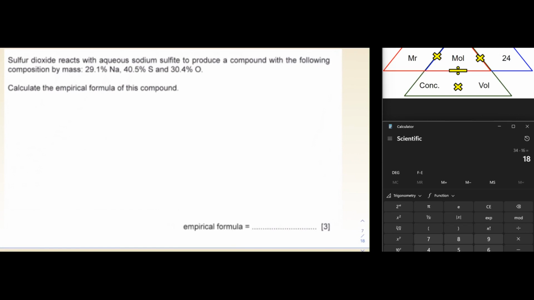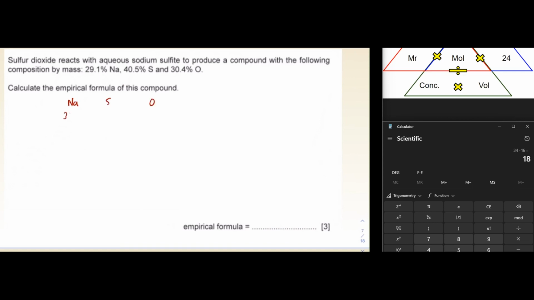Question 3 continued. Sulfur dioxide reacts with aqueous sodium sulfite to produce a compound with the following composition by mass. So it's got 29.1% sodium, it's got 40.5% sulfur, and it's got 30.4% oxygen. We need to calculate the empirical formula. How do we do that? Well, we can break out another little table. We put in sodium, we put in sulfur, we put in oxygen.